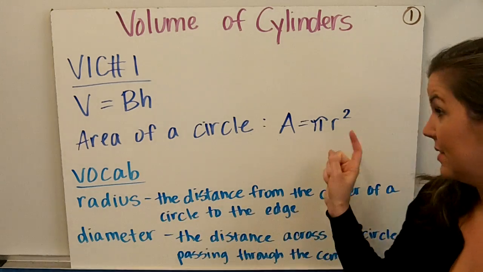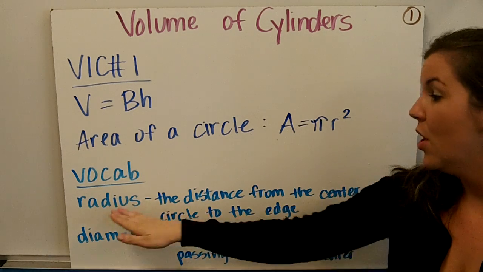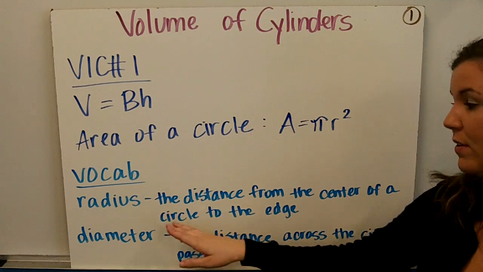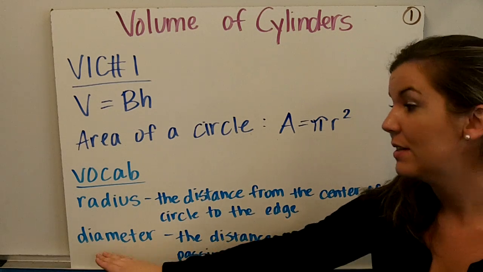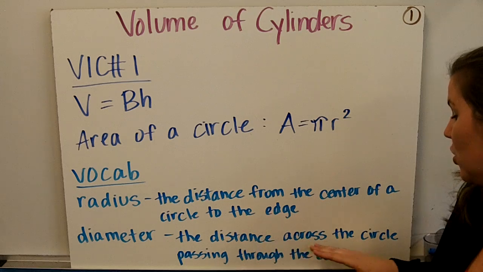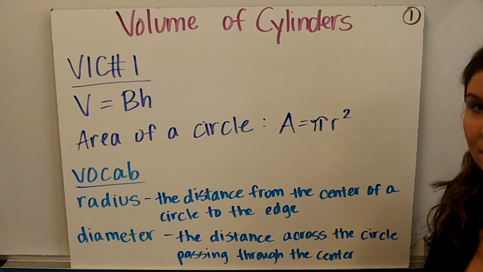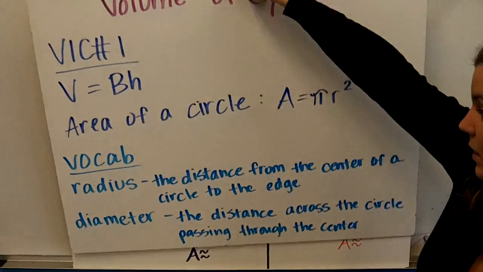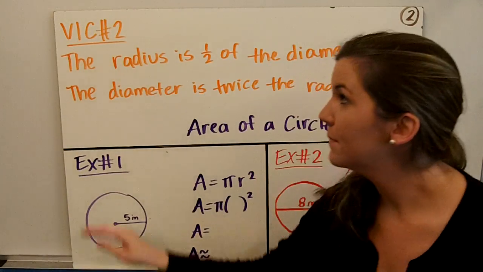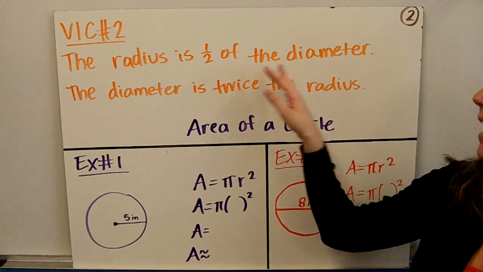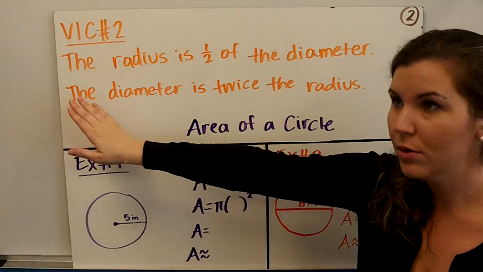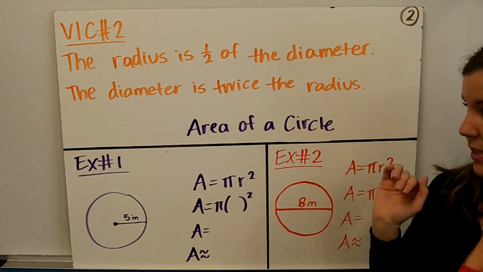Vocabulary. Radius. That's what the r stands for in the formula. The radius is the distance from the center of a circle to the edge. Diameter. The distance across the circle passing through the center. Big idea number 2: The radius is half of the diameter, so the diameter is twice the radius.